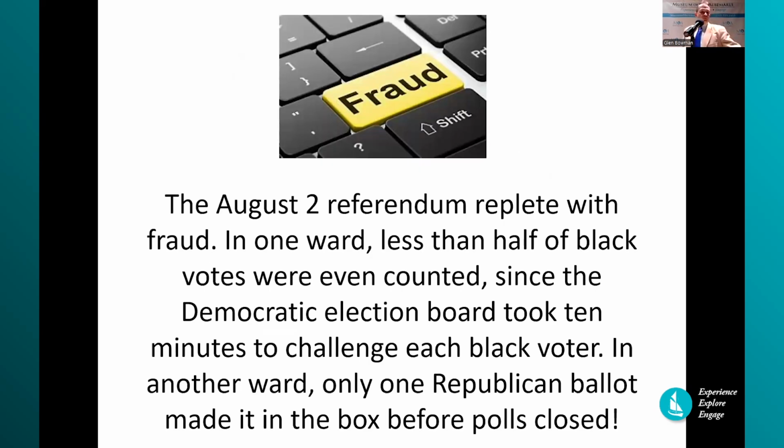On August 2nd, there was a referendum, and this was, as you might expect, filled with fraud. In one ward in this area, less than half of the Black votes were even counted, since the election board kept on challenging the voters. And that meant voters couldn't get to vote because every time a Black person voted, they were challenging that. And that kept the line not moving. In one other ward, only one Republican ballot made it to the box before the polls, just like that, closed.